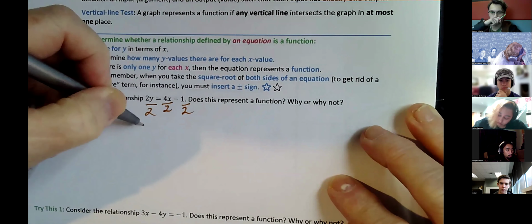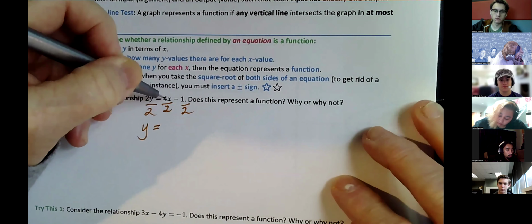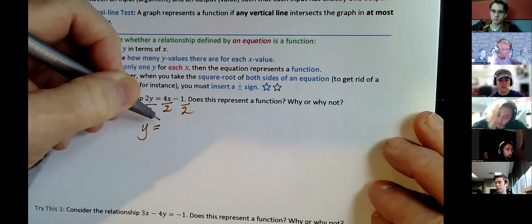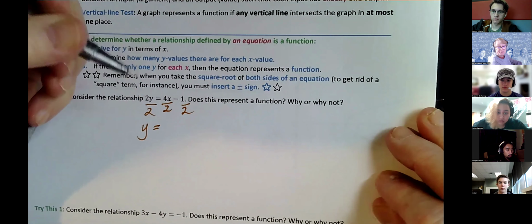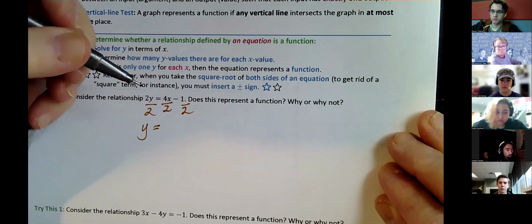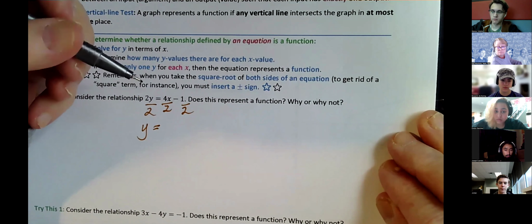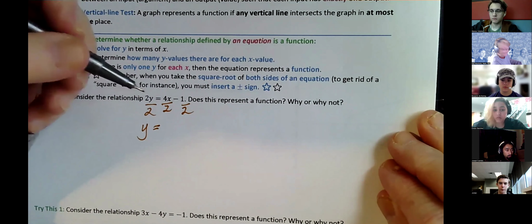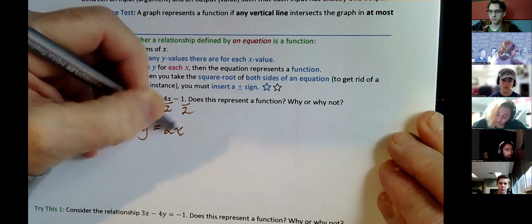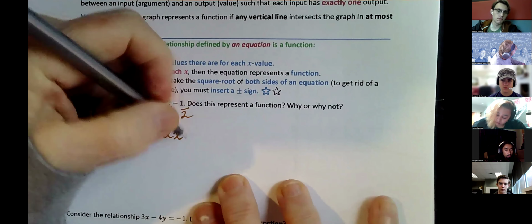So now we've got y equals, do I need 4/2 or can I write it more simply? That would just be 2x. Beautiful. Minus 1/2. And 1/2.